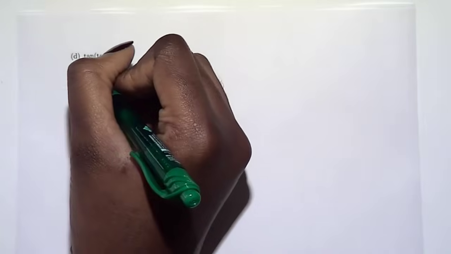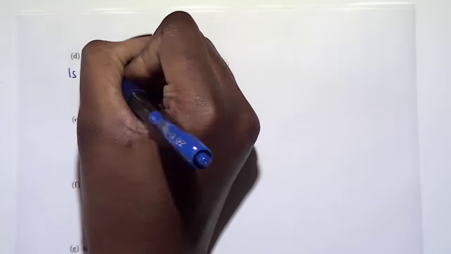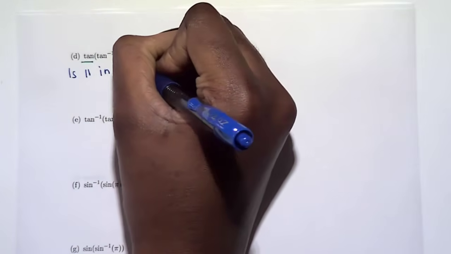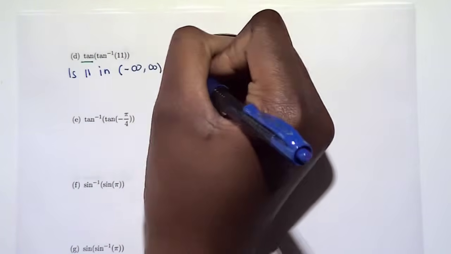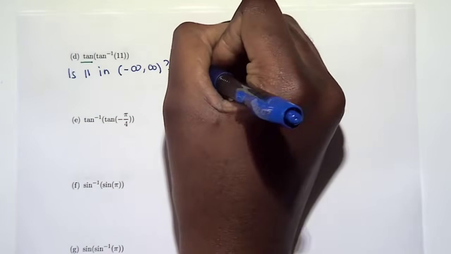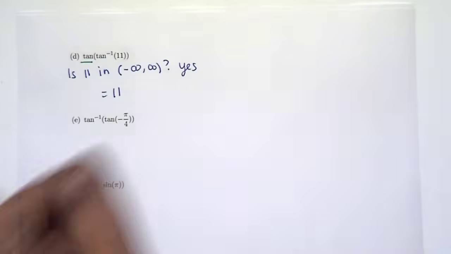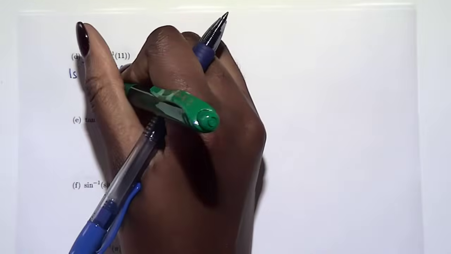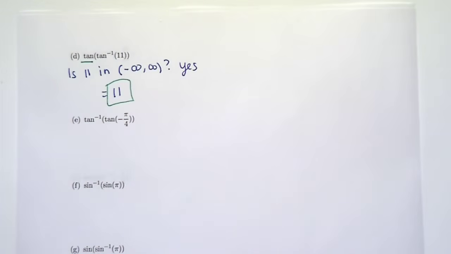Okay, let's look at the next one, tangent of tangent inverse. So let's think about the range of tangent. Is 11 in this interval? Of course it is. All numbers are there. Yes, so the answer is 11. All right, let's look at the next one.